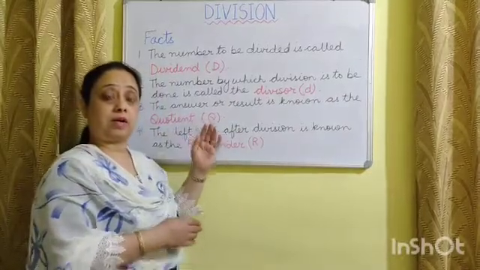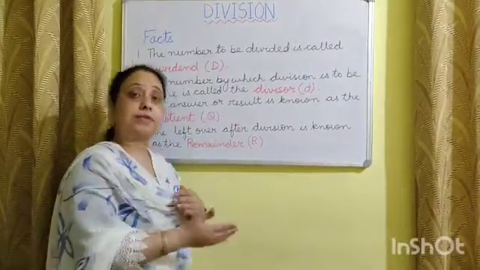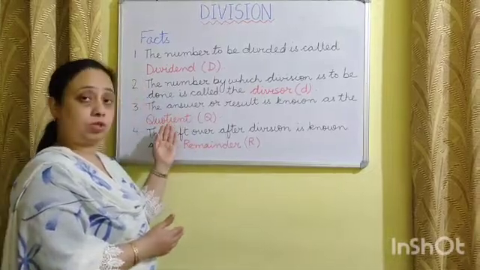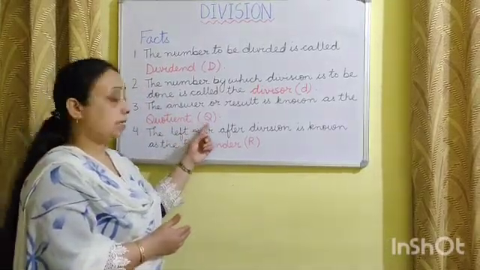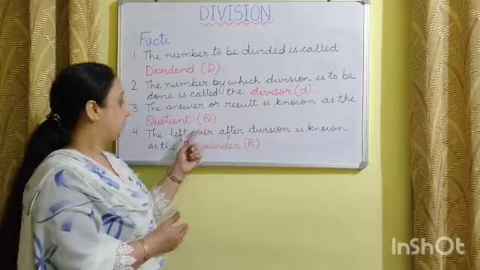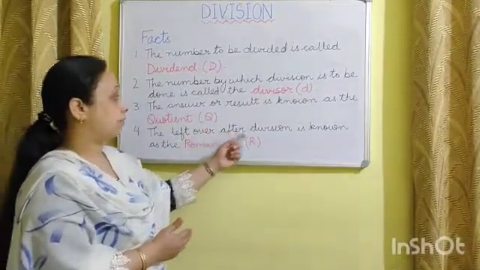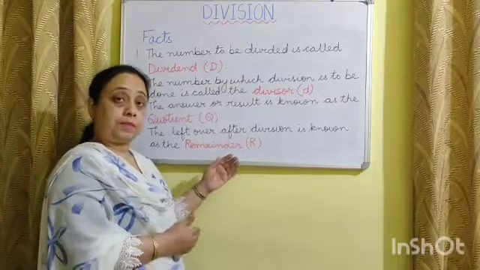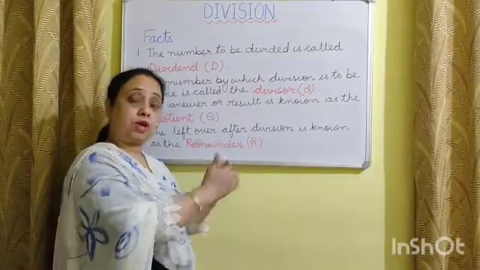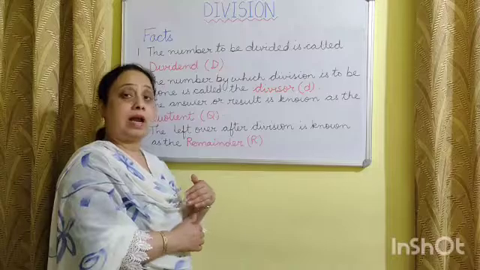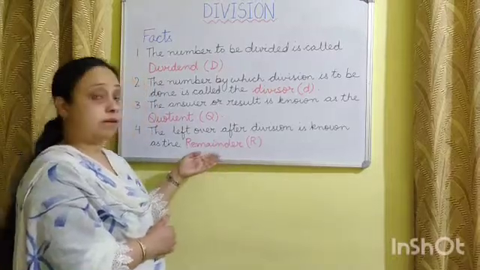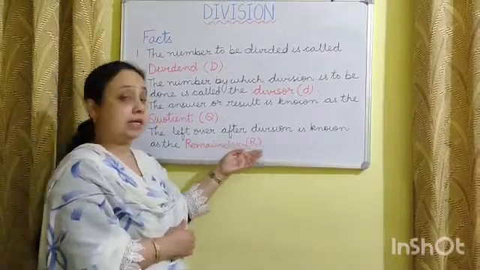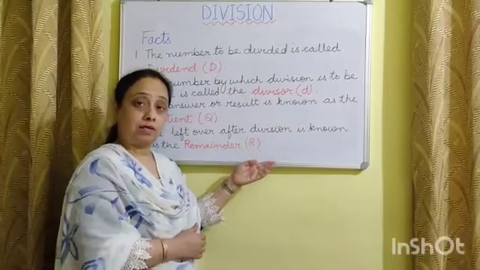That is, the result or the answer which we get after division is known as the quotient, and it is denoted by capital Q. The leftover after division is known as the remainder. That is, after subtraction, what we get is the leftover, and that is known as the remainder, and it is denoted by capital R.